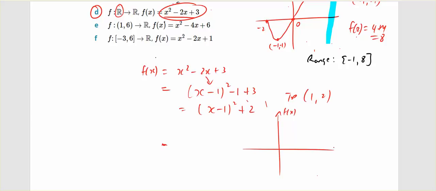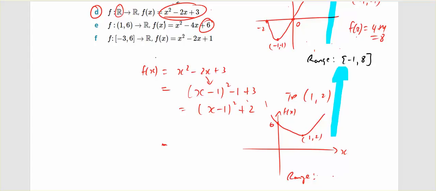So f of x, the turning point is (1, 2), somewhere over here. Our y-intercept is at 6. So you're just going to do it like this. That's (1, 2), and that's 6. And our range would start here and go up to infinity. So the range is 2 to infinity, including 2.